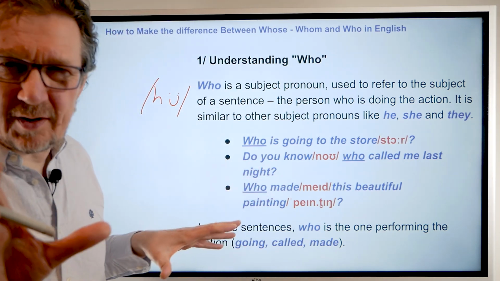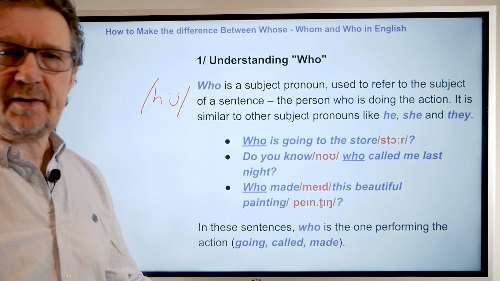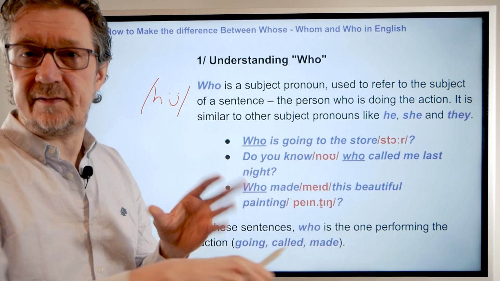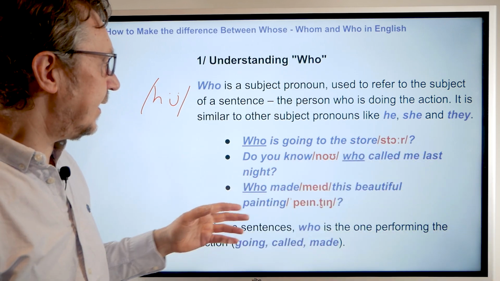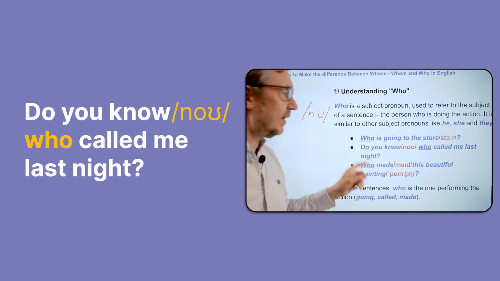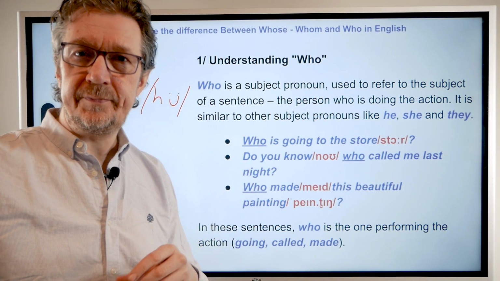So for example, let's have a look at the examples we've got here. So who is going to the store? Who is going to the store? Which person in this, which subject is going to the store? Okay, let's have a look at the next one. Do you know who called me last night? So this is slightly different. Do you know who? Okay.